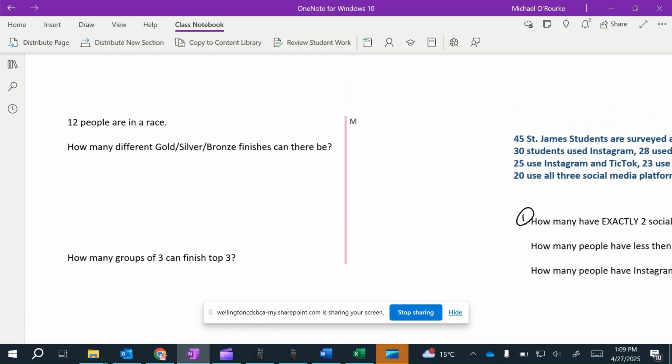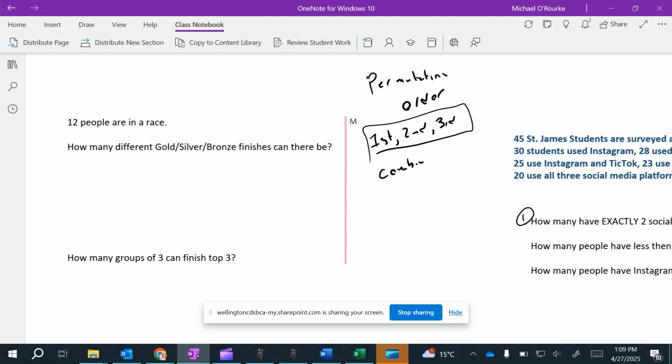Okay, so today we're going to be working on combinations. Yesterday we worked on permutations. Permutations have order, okay? So if you're looking at something like a race, it may be first, second, and third. Combinations have no order, okay? So the difference between first, second, and third is something like top three. Finishing in the top three doesn't matter if you finish first, second, or third. It just matters if you finish in the top three overall.